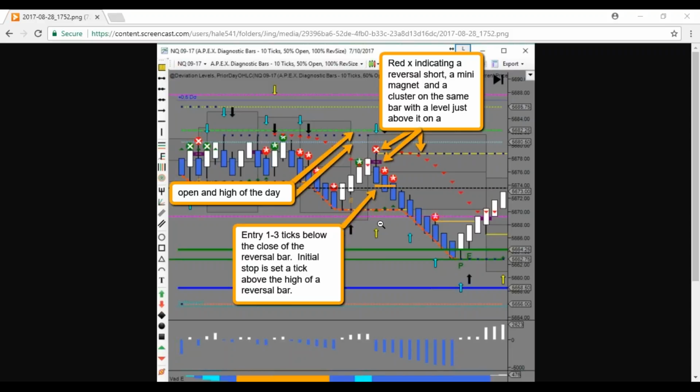We've got level, reversal, mini magnet, absorption, cluster. I like that trade. Do you? Do you want to wait and get those type of setups right there that are perfect and take this trade down for 1, 2, 3, 4, 5, 6, 7, 8, 9 times 5, 45 for 35 to 45 ticks?